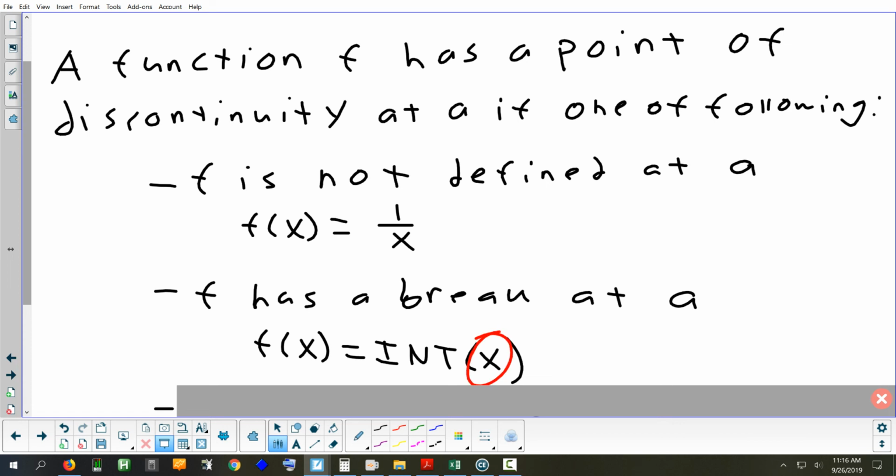So it's not that there's an undefined value. It's just the behavior of the function, the way it rounds numbers, causes you to jump all of a sudden. So any question on the difference between this one and this one? Right. Here, there is a value I'm not allowed to use. The bottom one, no. It's a different reason why there's a discontinuity.